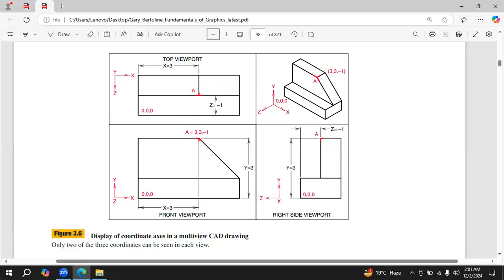So I hope this is clear to you how the coordinate space, the coordinate system, and the world coordinate system work in the case of both 2D and 3D model development.